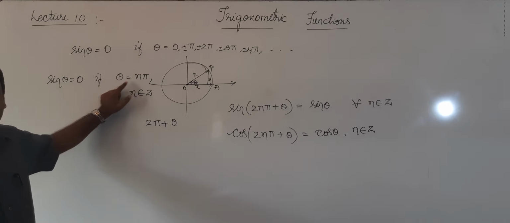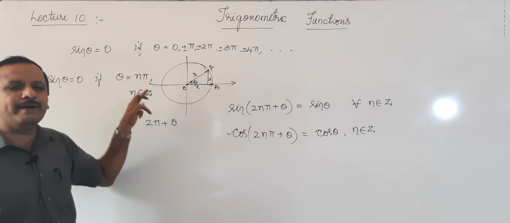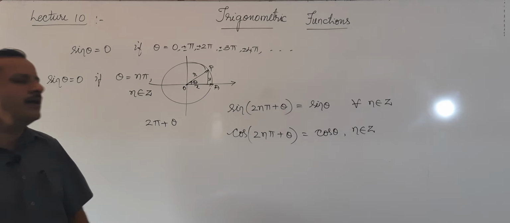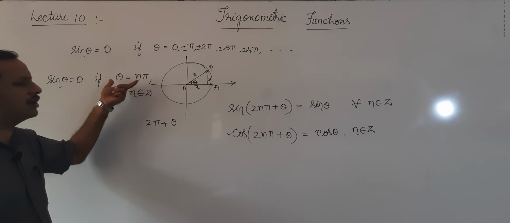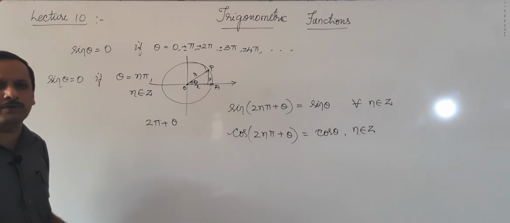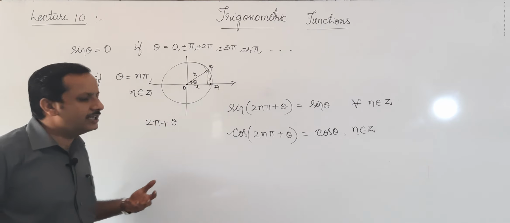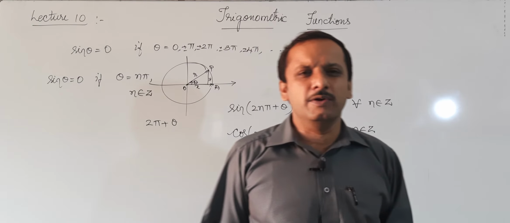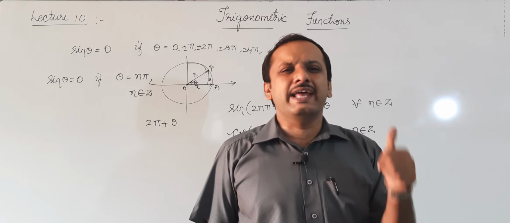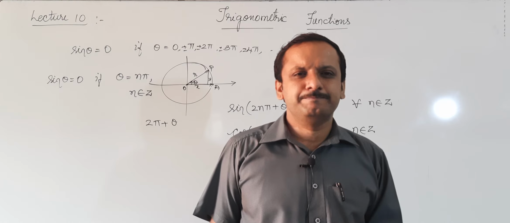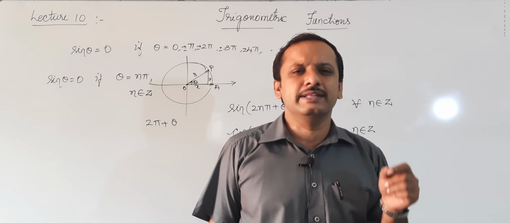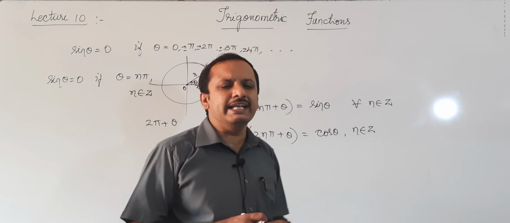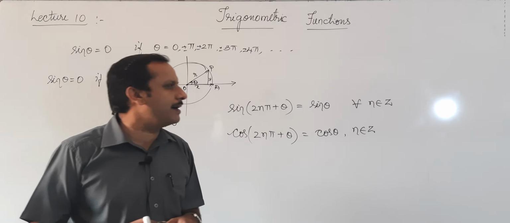Put n equal to 0, you get theta equal to 0. Put n equal to 1, you get theta equal to pi. Put n equal to minus 1, you are going to get theta equal to minus pi. Put n equal to minus 2, theta equal to minus 2 pi. Sine of minus 2 pi is 0. So, what we are trying to say here is that sin n pi is equal to 0. If that angle is a multiple of pi, n into pi, then sin theta is equal to 0. Sin theta is 0 whenever theta is equal to n pi.